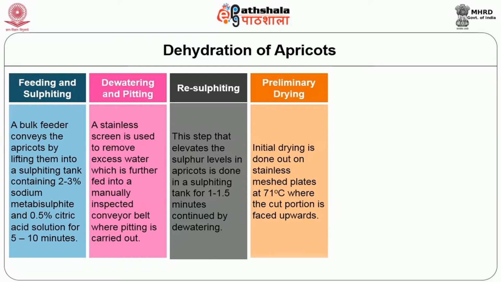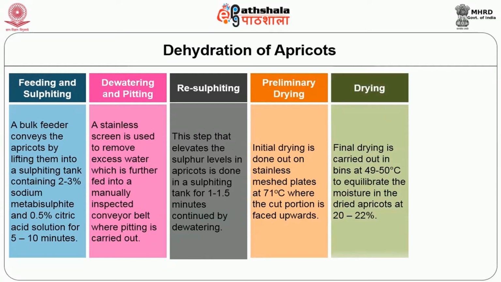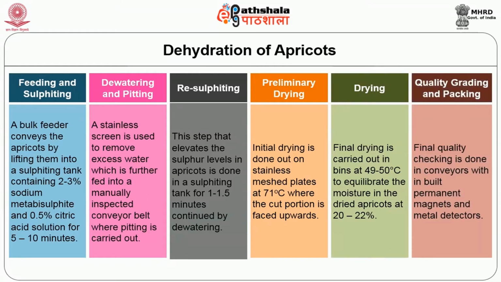A steam exposure for 4 to 5 minutes is done in a steam blancher, after which the trays are relocated to a secondary dryer, where the cut portion is turned towards mechanically and dried at 65 degrees Celsius. This step is followed by drying, where the final drying is carried out in bins at 49 to 50 degrees Celsius to equilibrate the moisture in the dried apricots at 20 to 22%. Final quality grading and packing is done on conveyors with built-in permanent magnets and metal detectors.